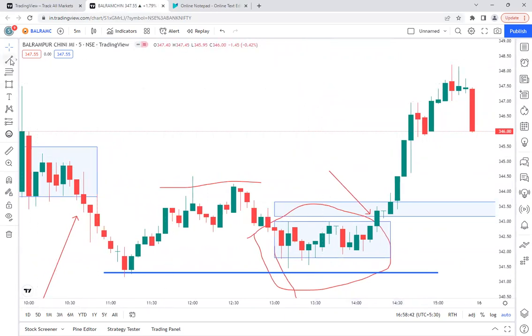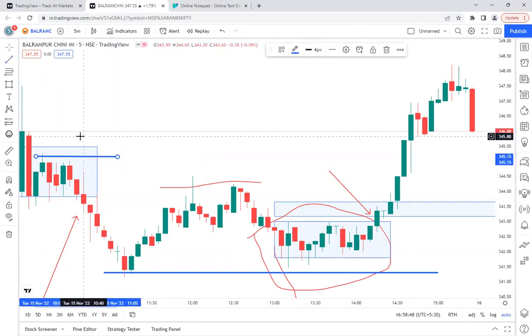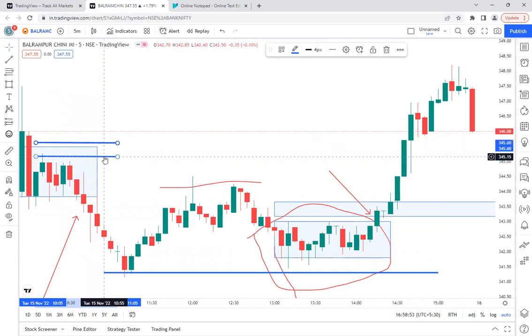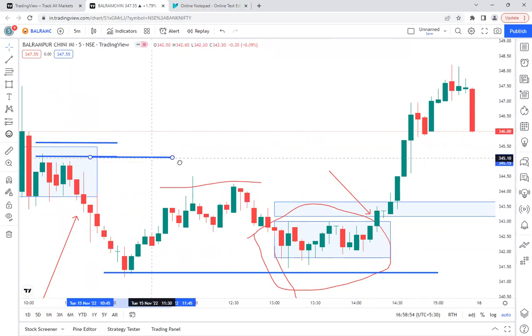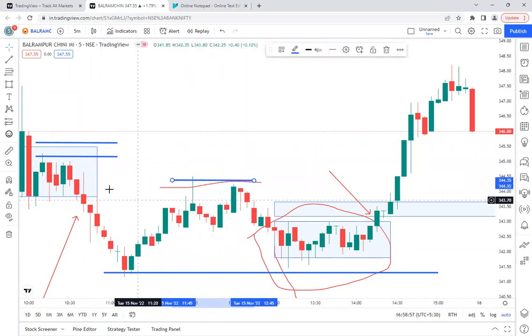Let me draw that. So this is the first lower high. Those who have taken the selling position should keep their stop loss above that. And then this is the next lower high. So they should drag down their stop loss to just above that level.